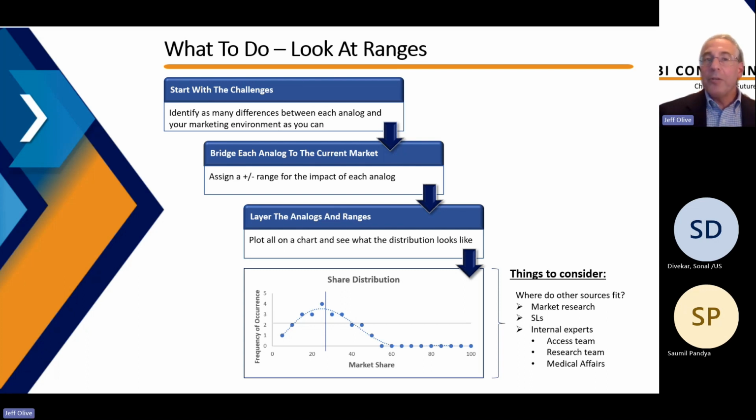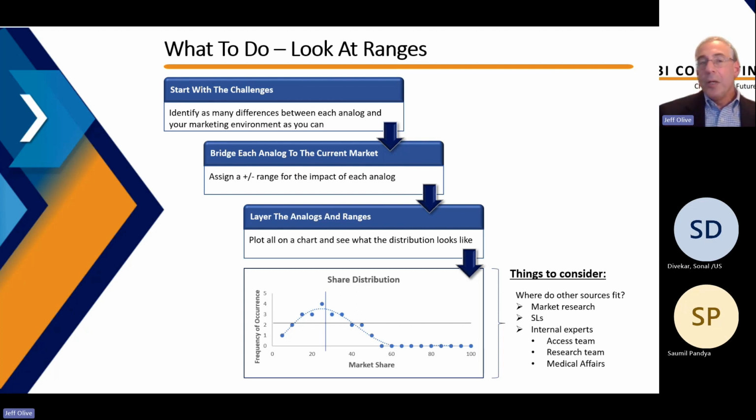We talked about order of entry. There could be other factors. Maybe your product is more efficacious. Maybe it's safer. If your product is more efficacious than the analog, well, how many share points do you think that's worth? Is it worth 5 to 10? It's a little bit opinionated.